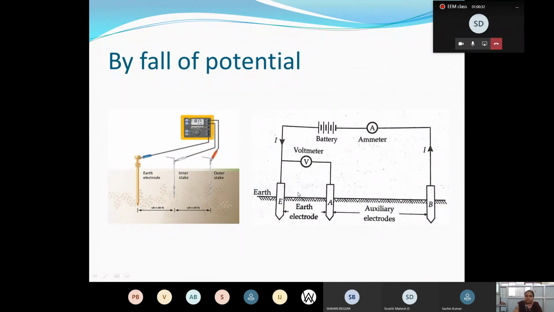What will you be doing in the experiment? First, you will be fixing two electrodes, A and B. Then you will be changing the auxiliary electrode A. First, what you will do is place the electrode near the earth electrode and take some readings. Then you will be moving electrode A towards B, and in between E and B, you will be changing the position of electrode A.